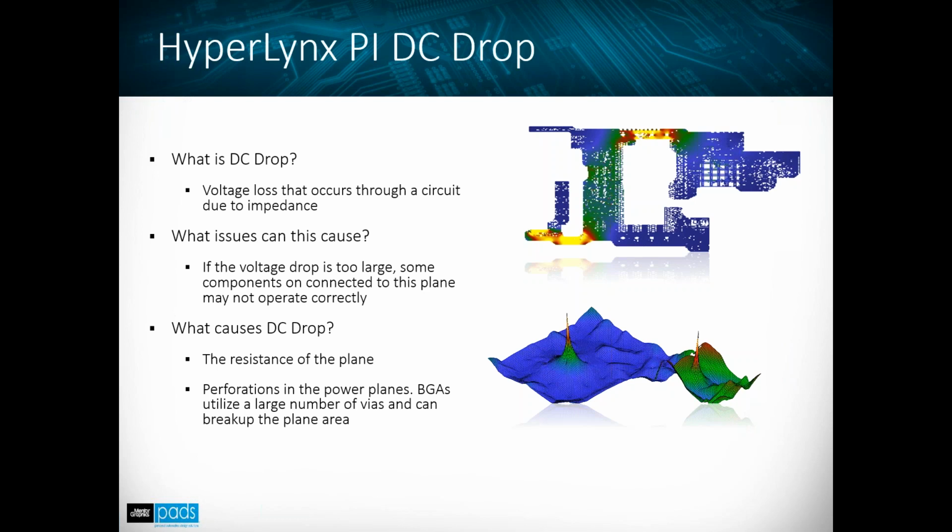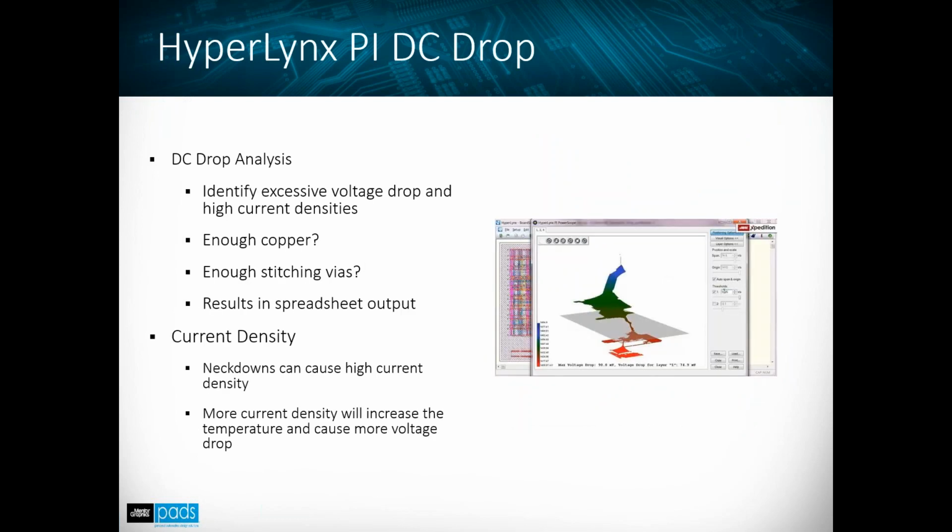Obviously the resistance of the plane, and then very importantly in these last couple of years, with more BGAs and high pin count parts that you're using, perforations in the power planes. This can cause a Swiss cheesing, if you will, of the actual power plane, causing the power plane to be broken up by many vias going through it. This can cause DC drop as well as very high current density. So HyperLynx DC Drop allows us to identify those excessive voltage drops as well as high current densities.